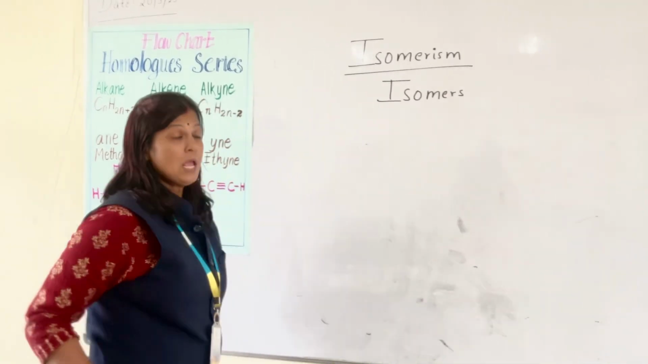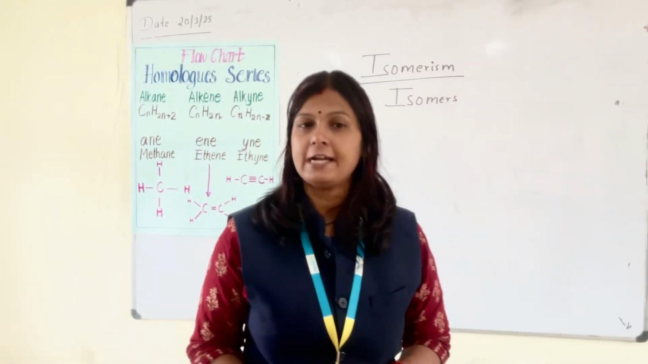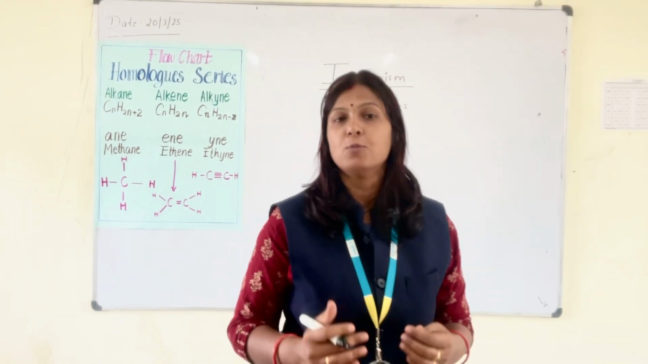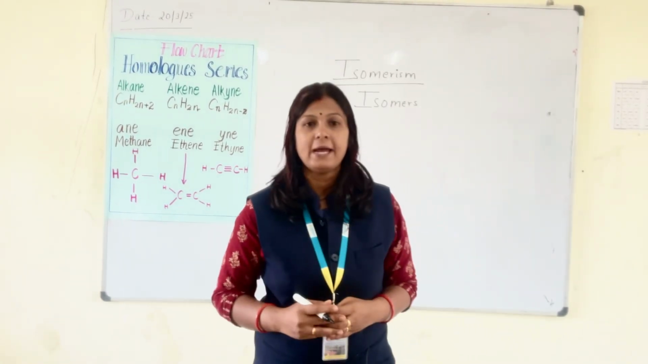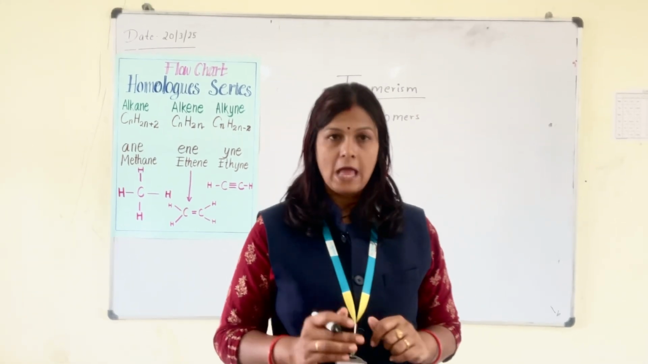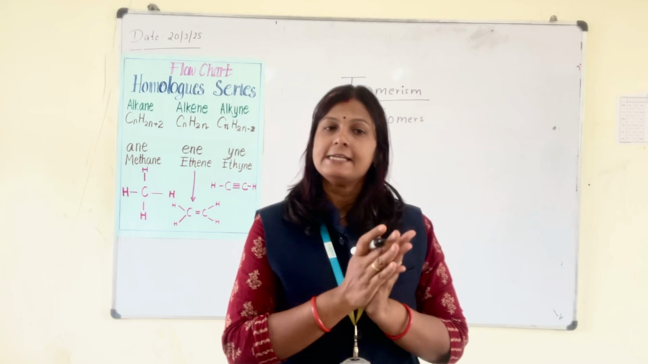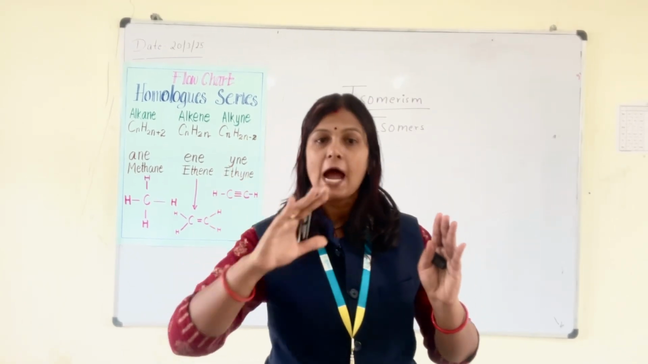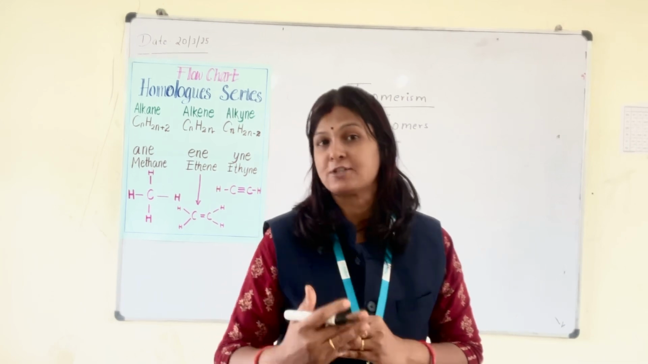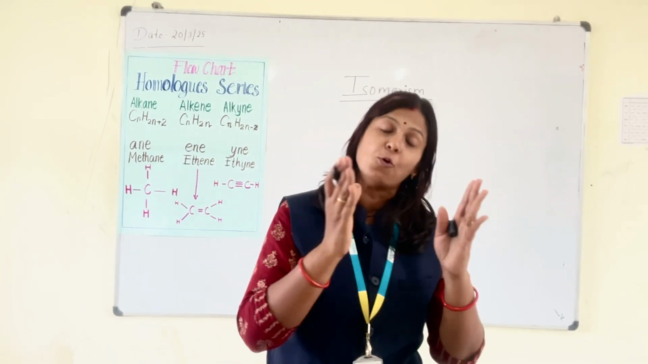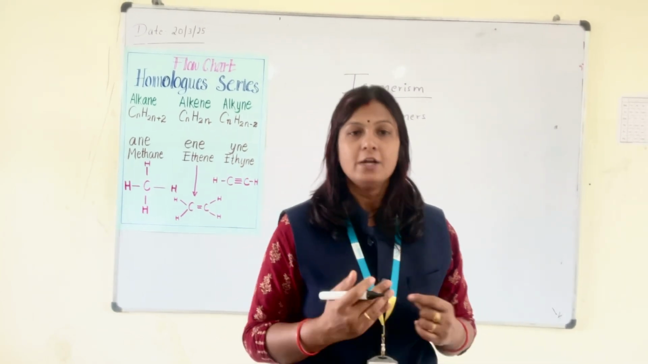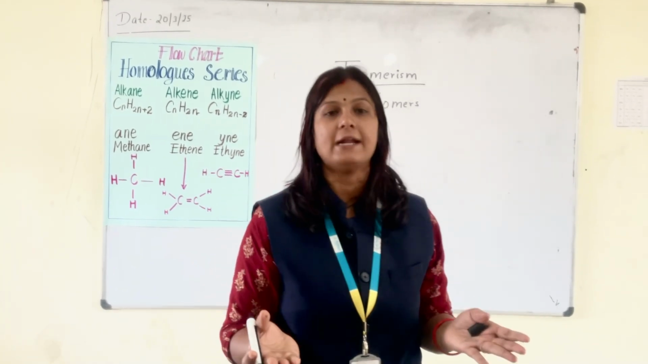Now see here. In the previous class, what did we read? We read about alkenes and alkynes from the homologous series. Yes or no? They differ by how many units? CH2. Clear? Now, homologous series is nothing but the series of hydrocarbons. Isomer is nothing but the difference in the structural representation. That is the only difference between homologous series and isomers. Now I will show you an example so that you can easily understand.